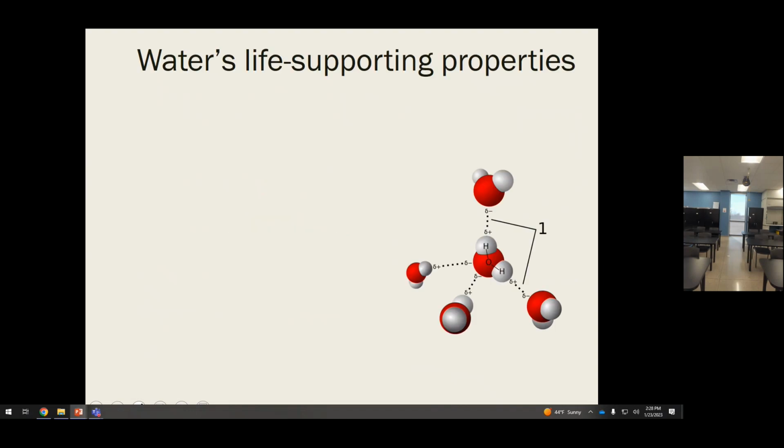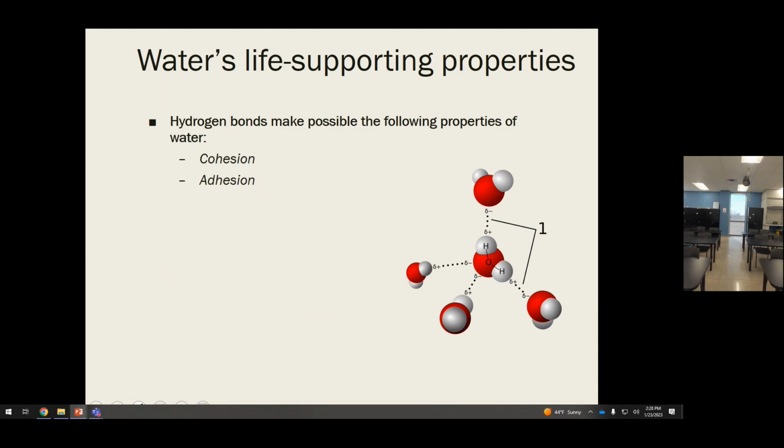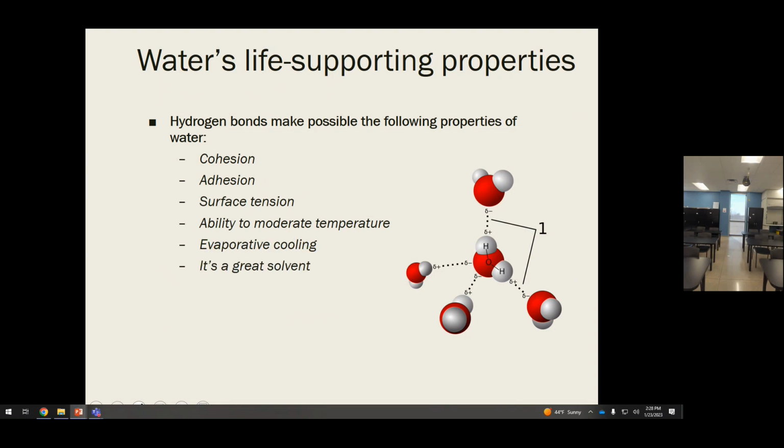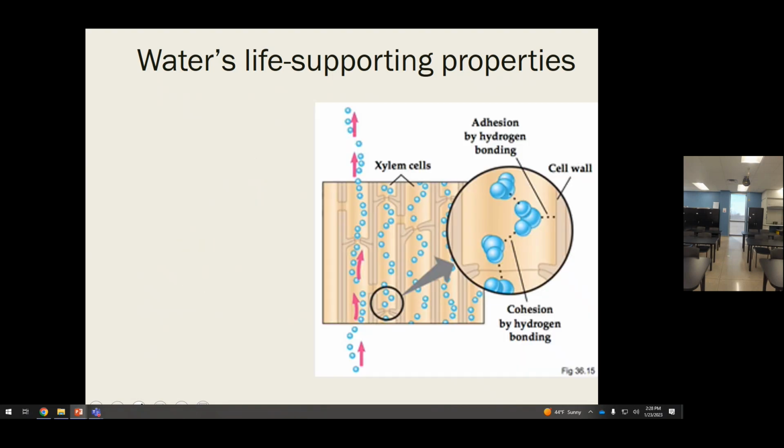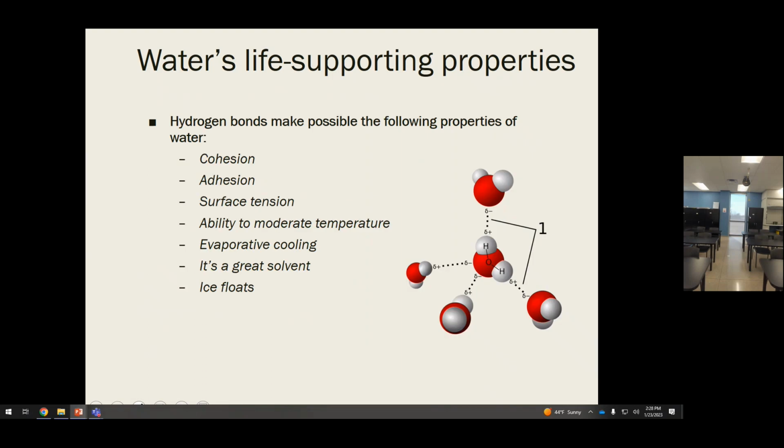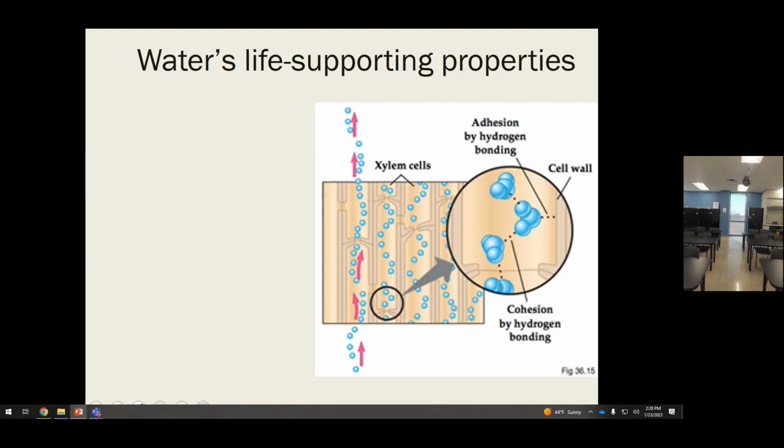Let's talk a little bit about water and how its life-supporting properties come to be through its polarity. These are all because of hydrogen bonds and all because water is polar. Cohesion, adhesion, surface tension, ability to moderate temperature, evaporative cooling, great solvency, and the fact that ice floats. All of these make life possible as we know it.